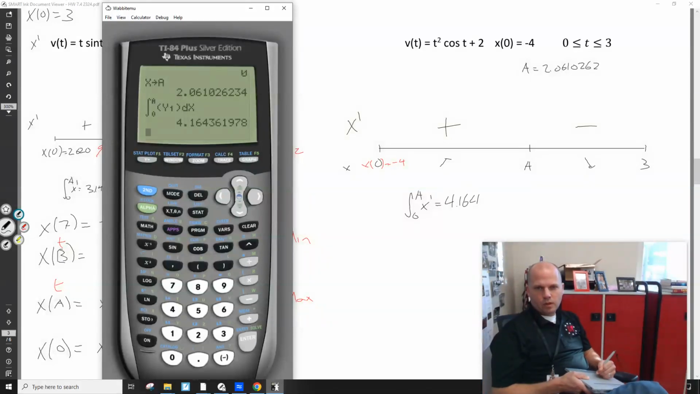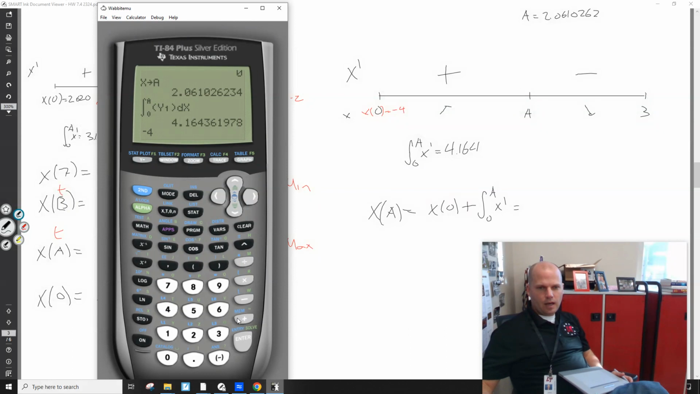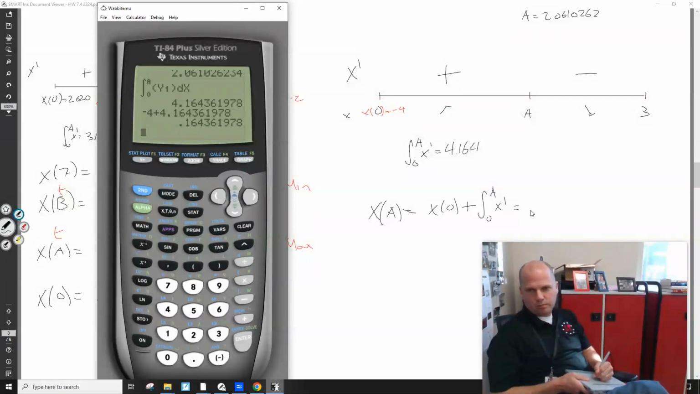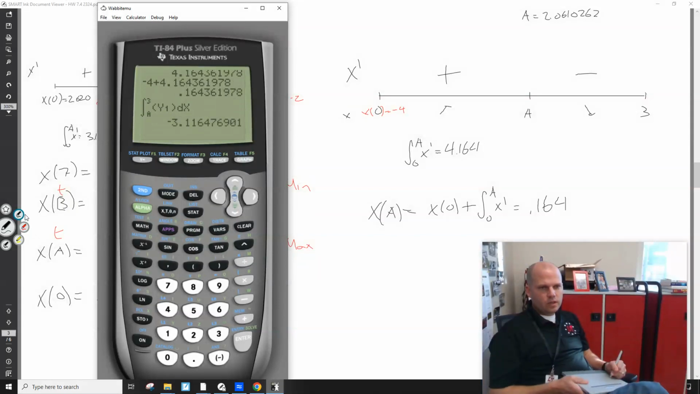4.164. That means X of A equals, you gotta show this, X of 0 plus the accumulation of my derivative. I start at -4. I increase 4.164. I'm going to be at 0.164. Let's find your accumulation from A to 3. And that's it. -3.